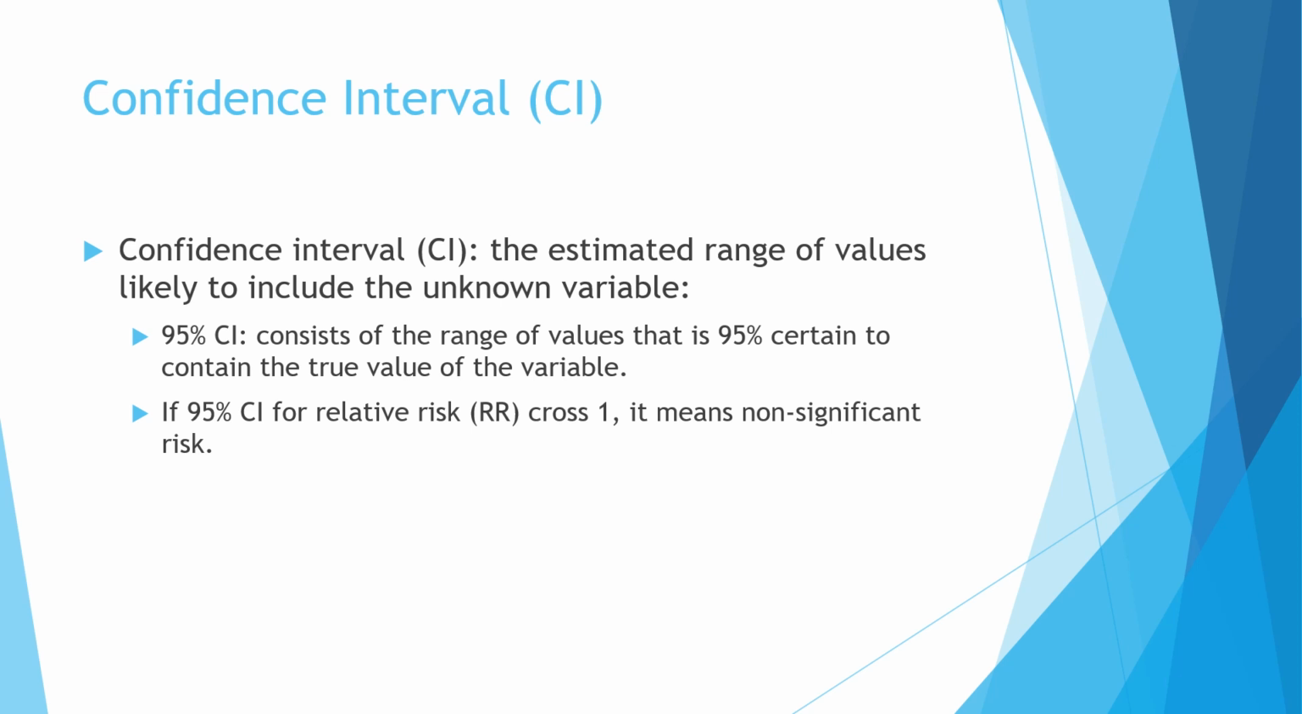If you are reporting a confidence interval for a relative risk and the confidence interval crosses 1, this means it's a non-significant relation. So if your confidence interval is from 0.8 to 1.4, this range has 1 in it, so that means that the relative risk can be 1, which means that the thing that you're studying is really not a risk factor. So if you have a 95% confidence interval for relative risk that crosses 1, it means it's a non-significant risk.